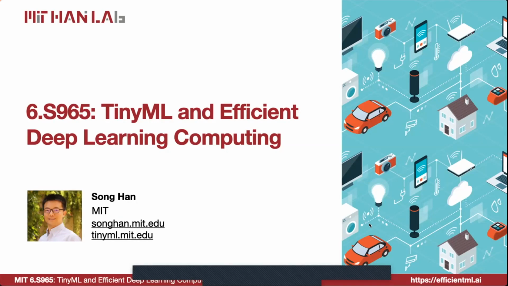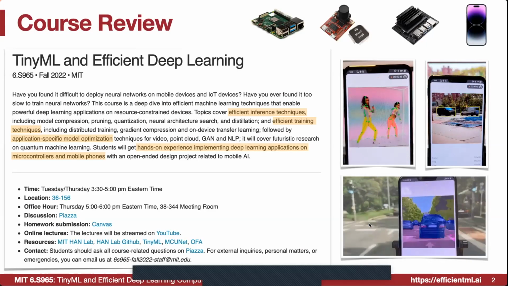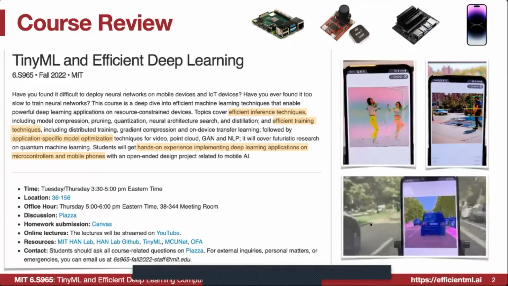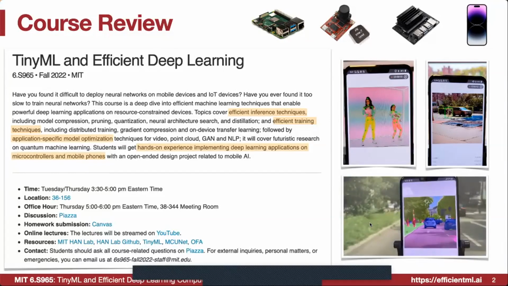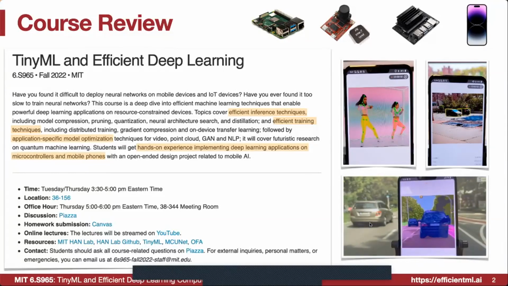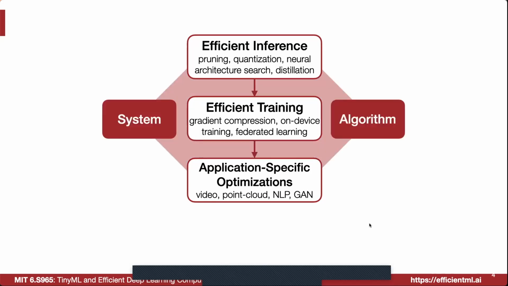Okay, there you go. And let's have a quick course review. So we've covered several aspects from inference to training, and then application-specific optimizations, followed by more advanced, future-looking quantum machine learning. Basically, these are the three big components: efficient inference, training, and application-specific optimizations. We try to teach you those high-level concepts. So today, in this review session, hopefully I can give you some big pictures.